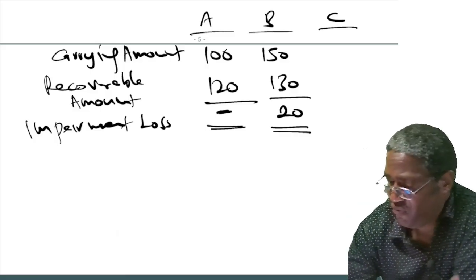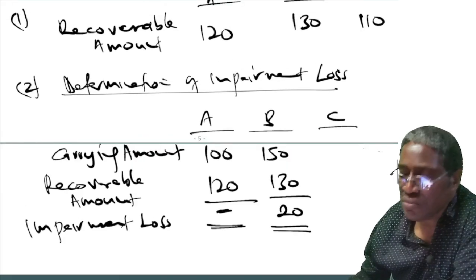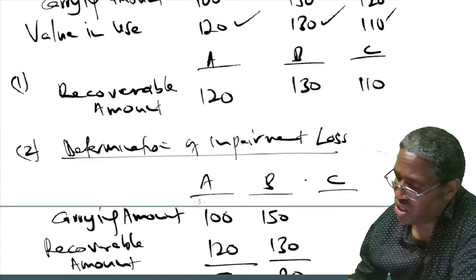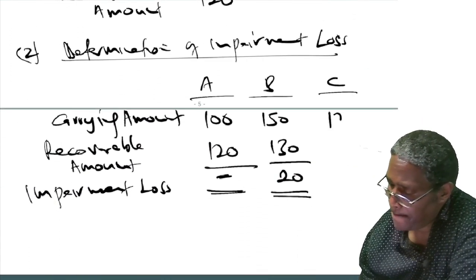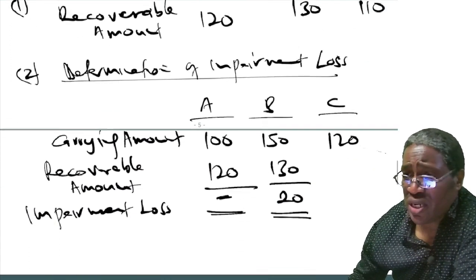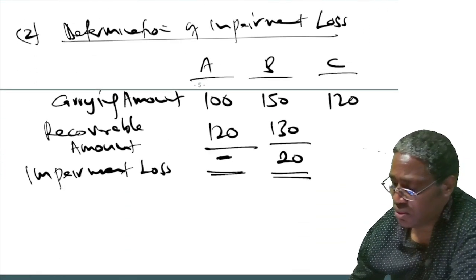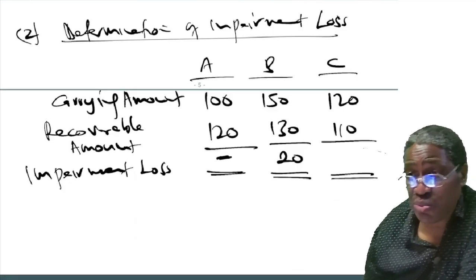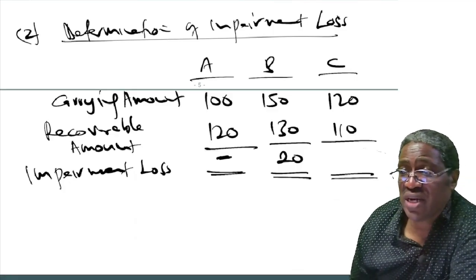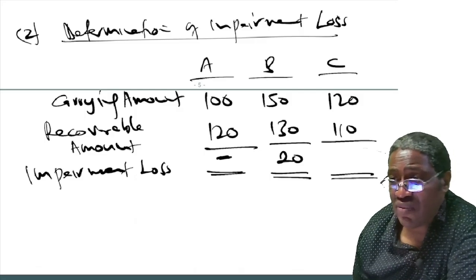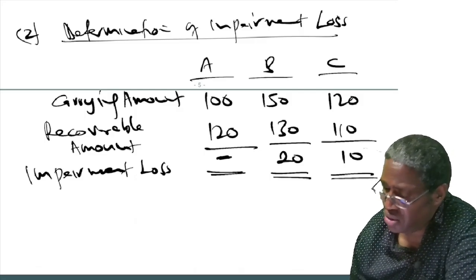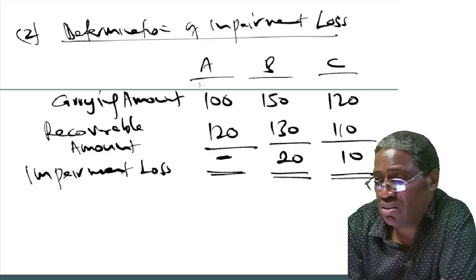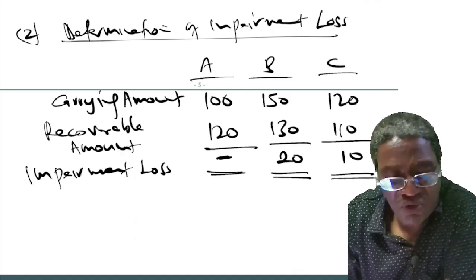Good. Finally, asset C. What was the carrying amount? We were given the carrying amount as 120. We computed the recoverable amount as 110. So again, the condition has been met in the sense that the carrying amount is higher than the recoverable amount by 10. Good. So for asset number 3, there is an impairment loss of 10. Good. So finish.